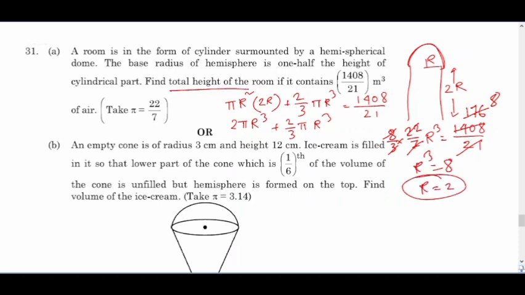Now find the total height of the room. Now this is r, this will be 2r, this will be 2r. So the total height will be 3r, 2r plus r is 3r. So your total height will be 6 meters. Very, very simple question.